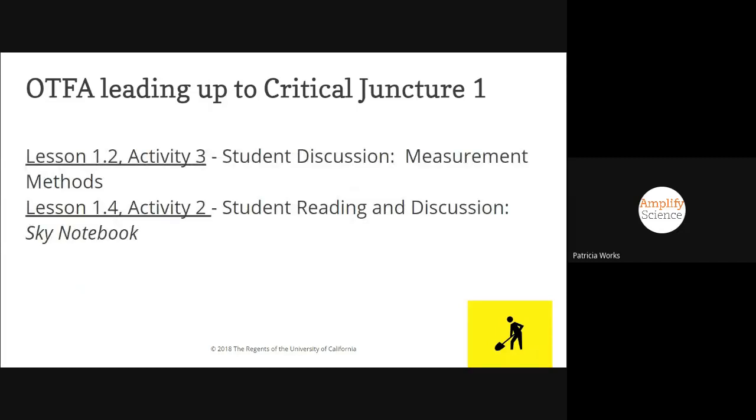There are 2 on-the-fly assessments leading up to the first critical juncture. Remember, they'll help you see if students are understanding the concepts that build towards Progress Build Level 1, that weather is measured in the same way to allow for comparisons.